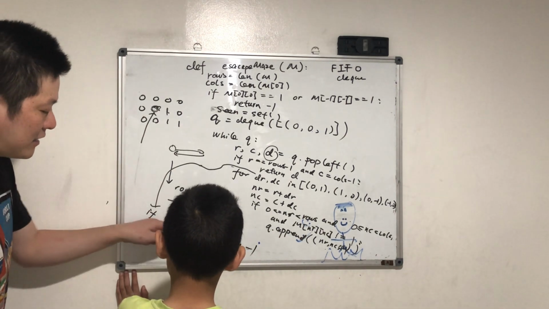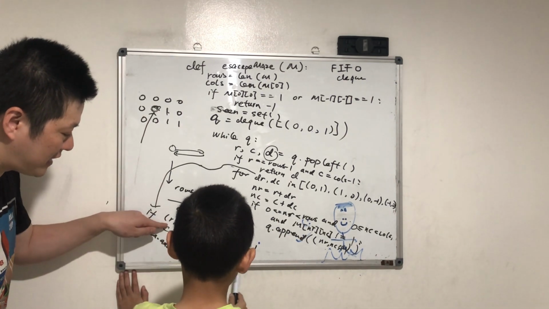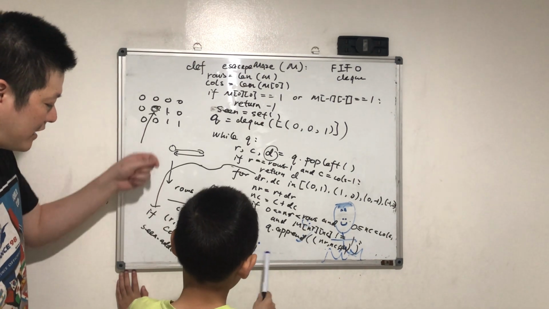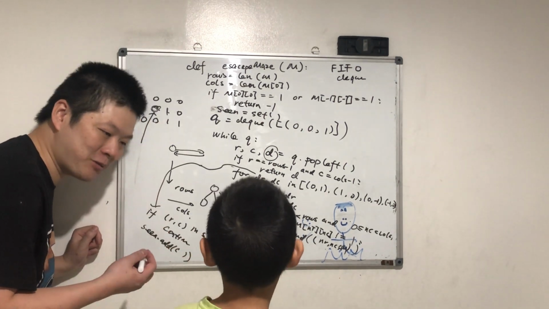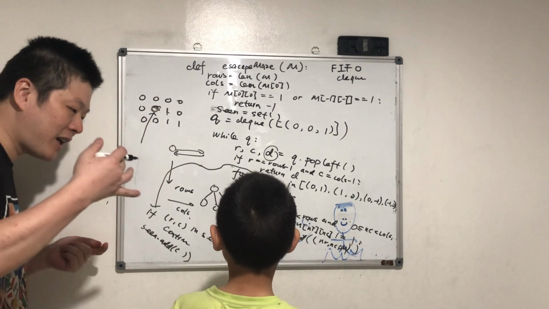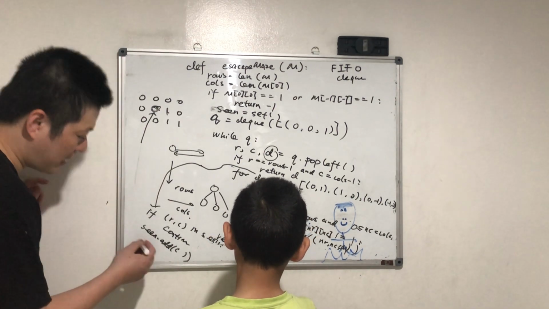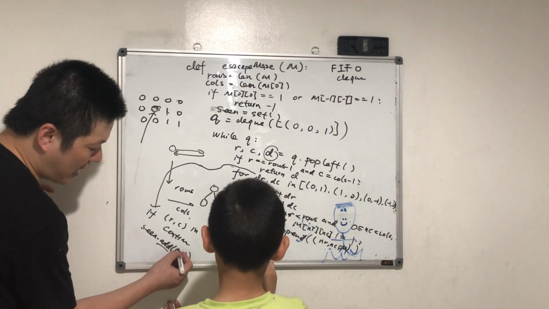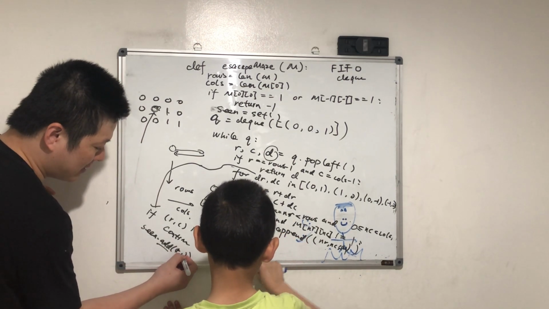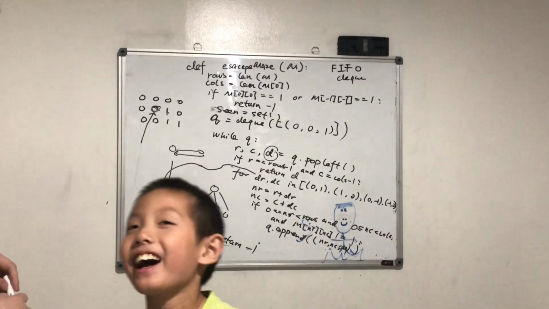So if RC is already seen, we have visited the RC position, and we need to continue. Otherwise, we should put it in the notebook. So seen.add what? Not pop, not append, add. Add RC. We are done. Does it make sense? Yeah.